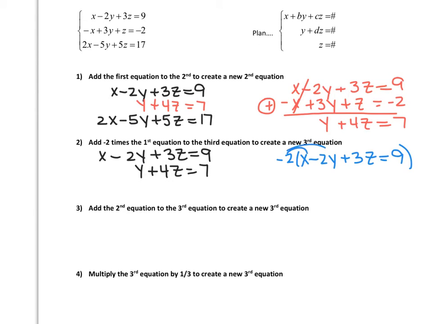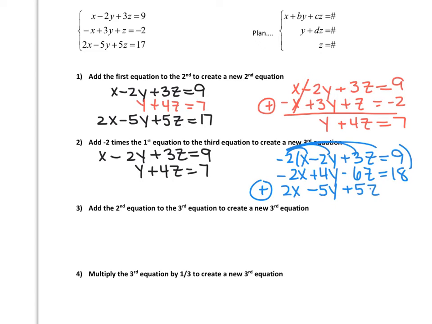So let's do that first. So -2x plus 4y minus 6z equals 18. And I'm going to add this to the third equation. So when I add them, I get -y minus z equals, so this should be a negative, -1. So now I'm getting closer. I've eliminated the x's here. I've eliminated now the x here and here.